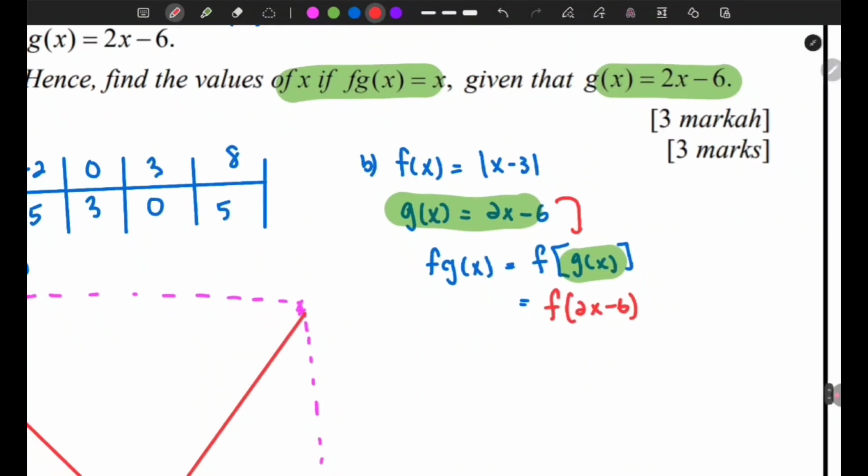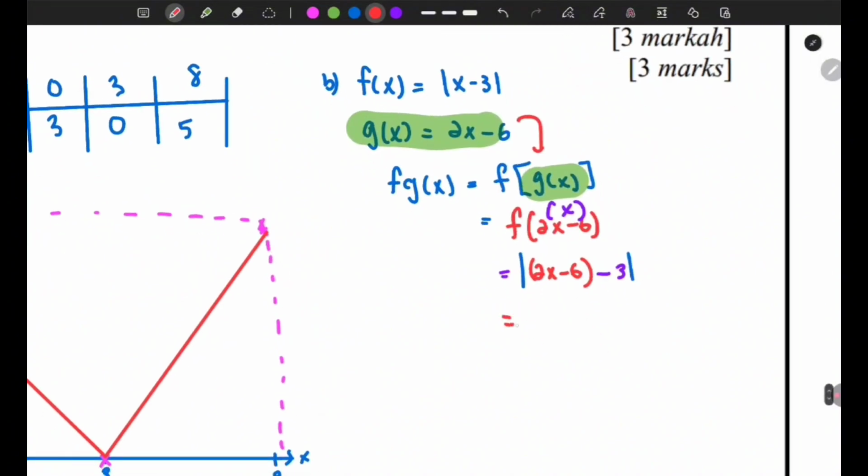So this is like your f(x). So what's your f(x)? Modulus x minus 3. But what's your x now? 2x minus 6. So replace the x with 2x minus 6. So minus 6 minus 3 is minus 9. Done. This is your fg(x), but this is not what the question wants.